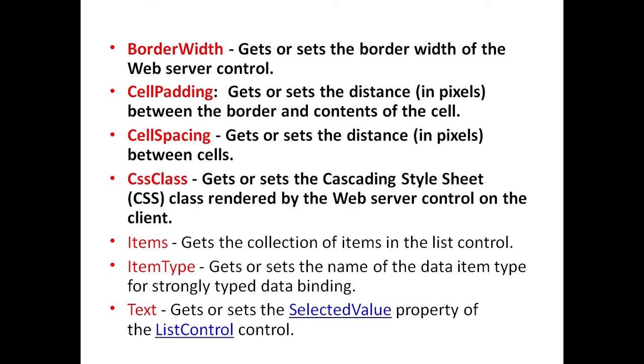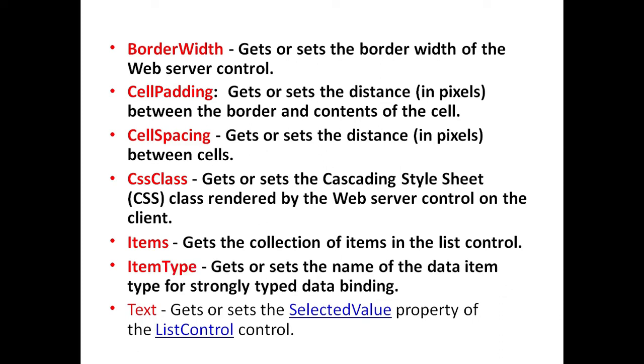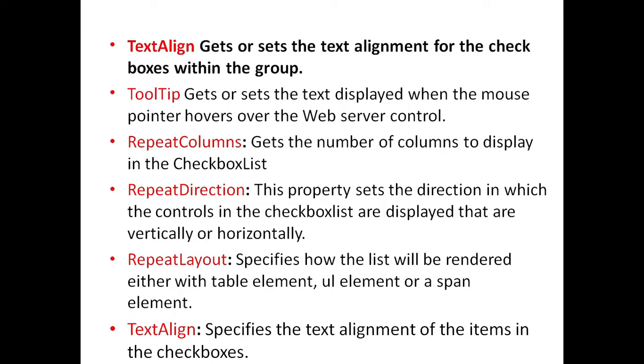CssClass is used to get or set the cascading style sheet class rendered by the web server control on the client. Items property gets the collection of items in the list control. ItemType gets or sets the name of the data item type for strongly typed data binding. Text property is used to get or set the selected value property of the list control. TextAlign is used to get or set the text alignment for the checkboxes within the group.